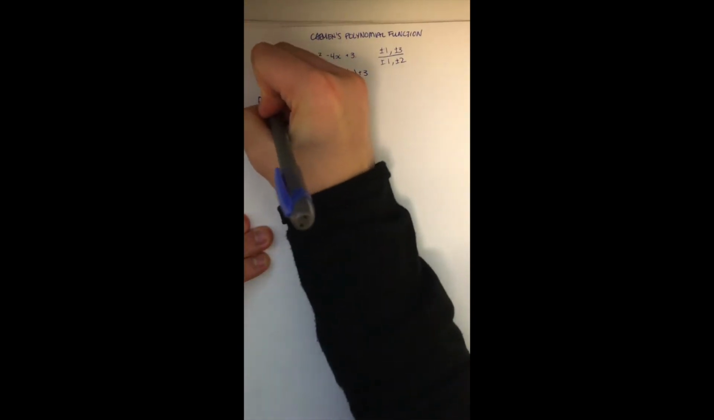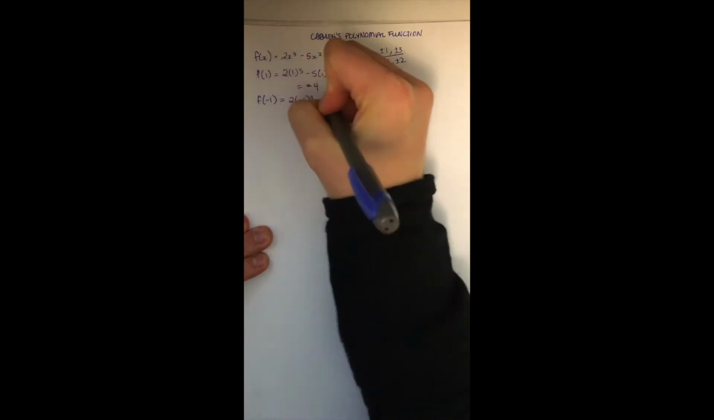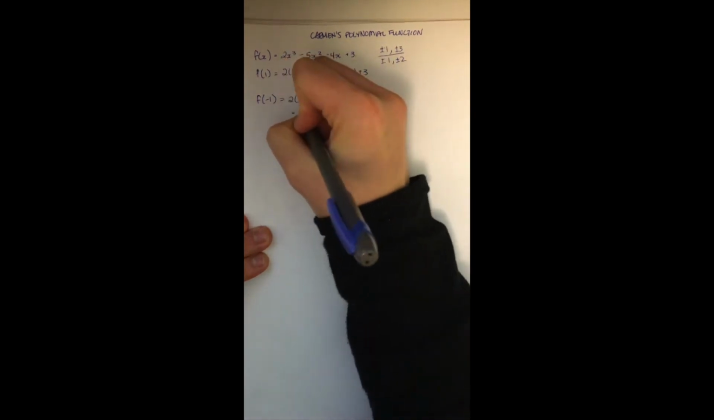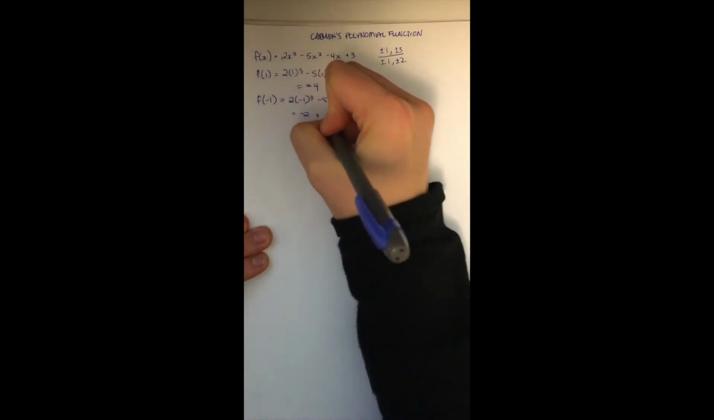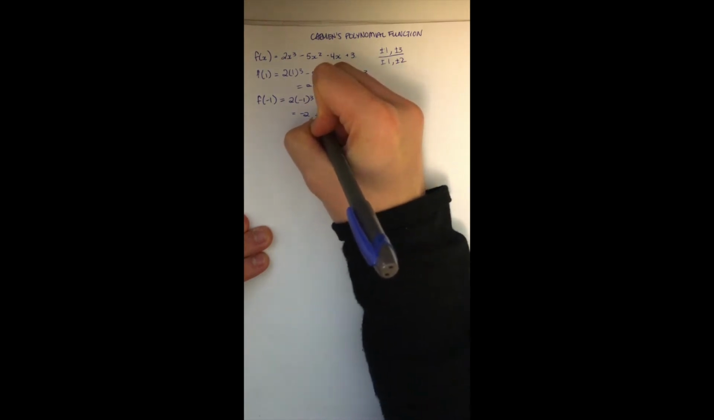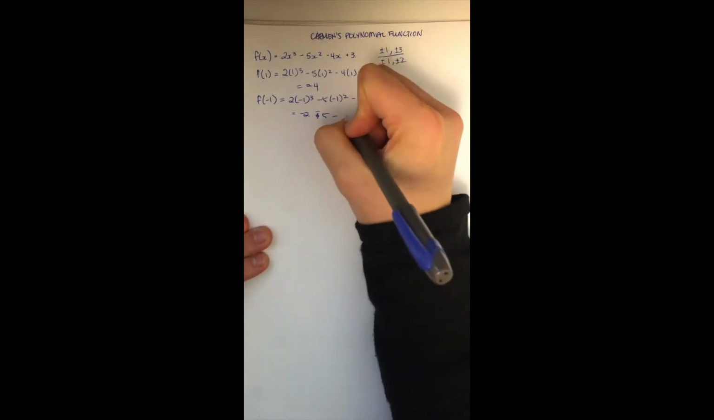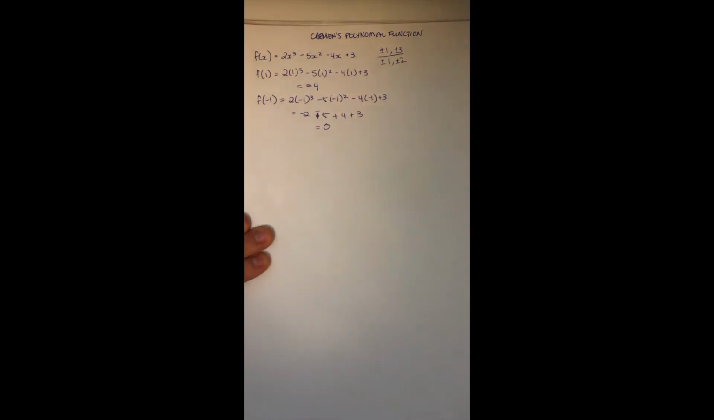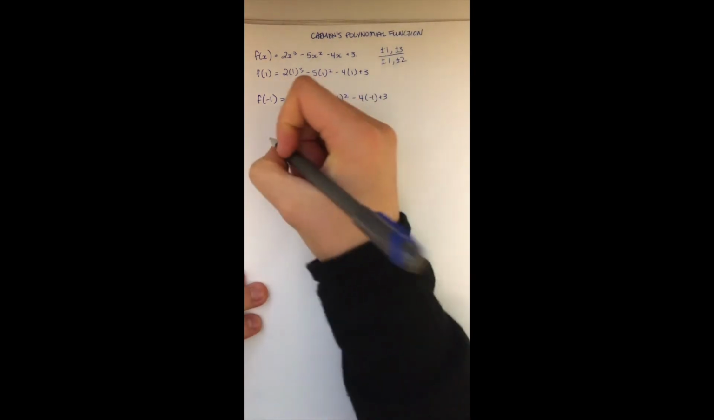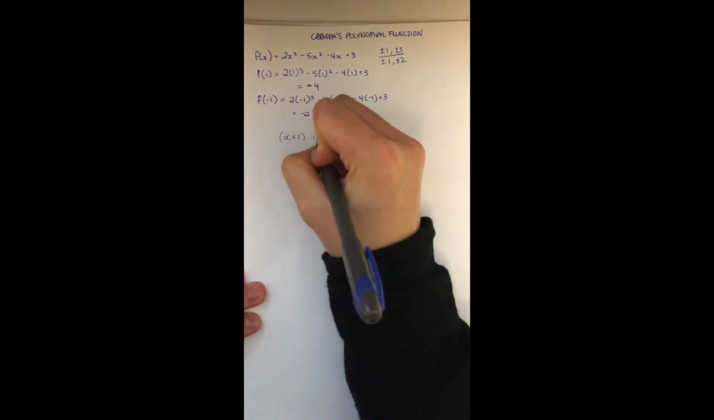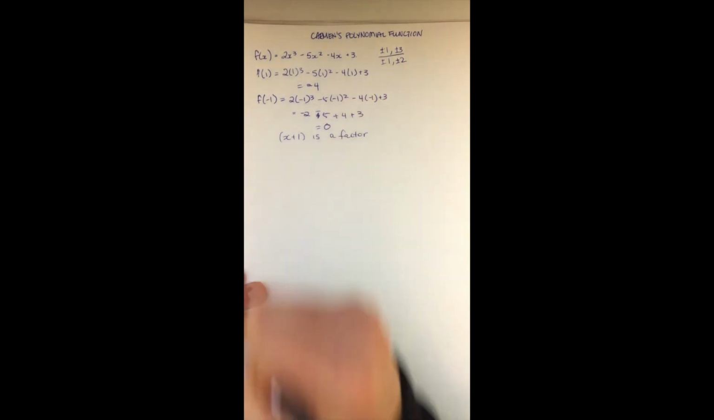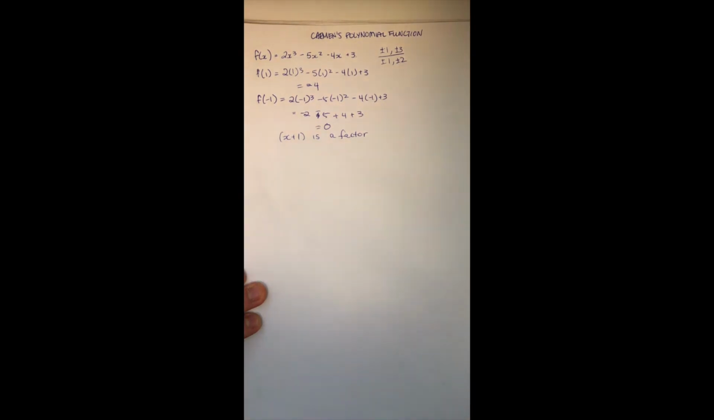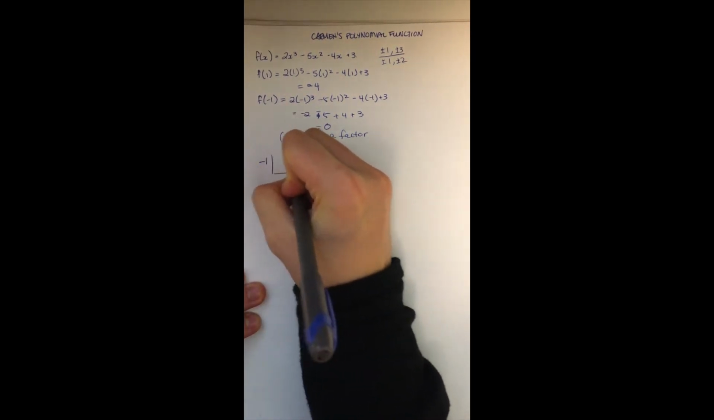So let's try -1. And this is 0, so therefore we know that -1 is a root of our polynomial function, and that x plus 1 is a factor. And with a factor, we can now use synthetic division to divide x plus 1 out of our polynomial and find the other factors. So set it up like so.